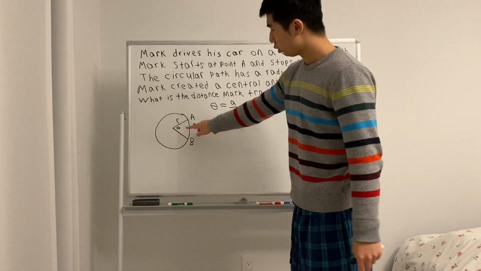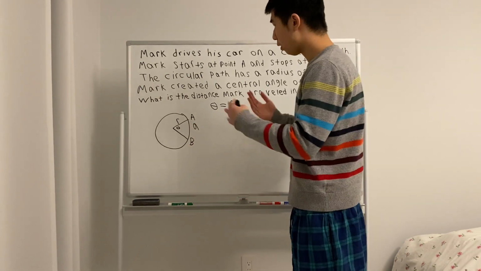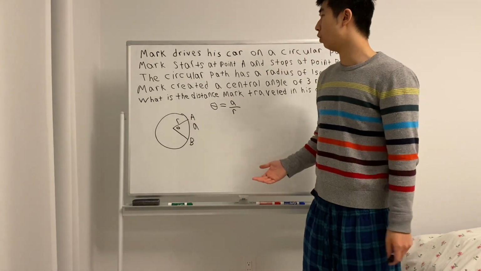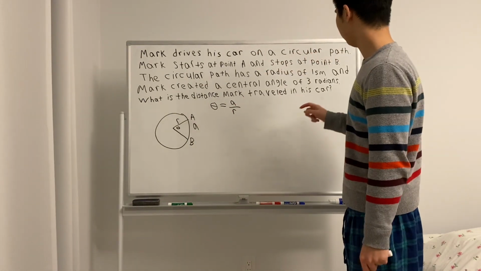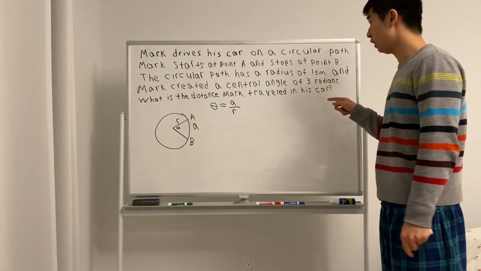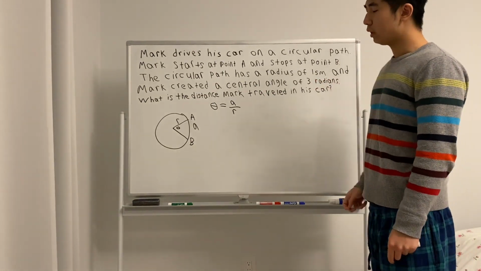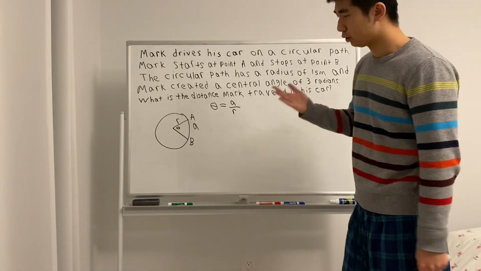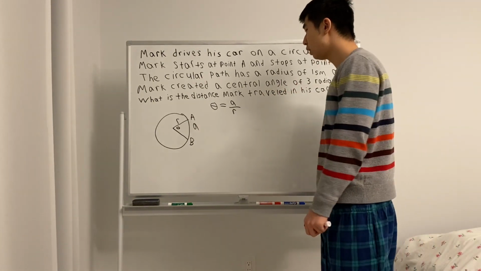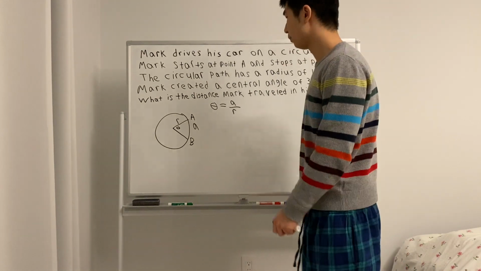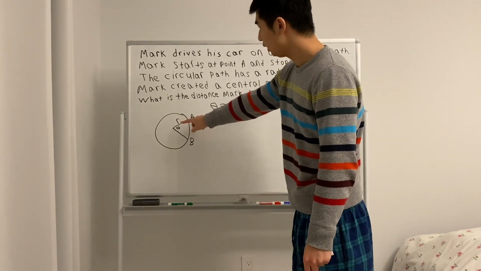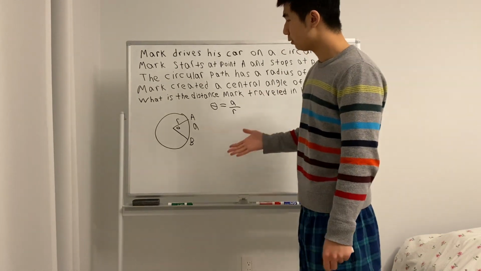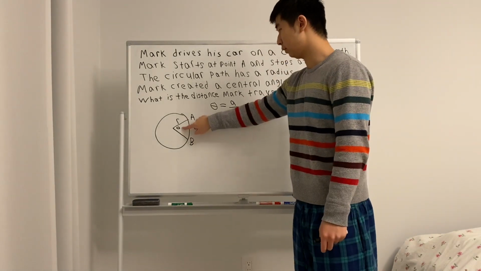When you're dealing with arc length, this angle always has to be in radians. Lucky for us, we are given radians in the question, but if you were given degrees in a question that involves arc length, you have to convert that degrees to radians. Make sure you do that. And then as I said earlier, we're given the radius, and the arc length is basically the distance on the circumference that is created by this angle here.